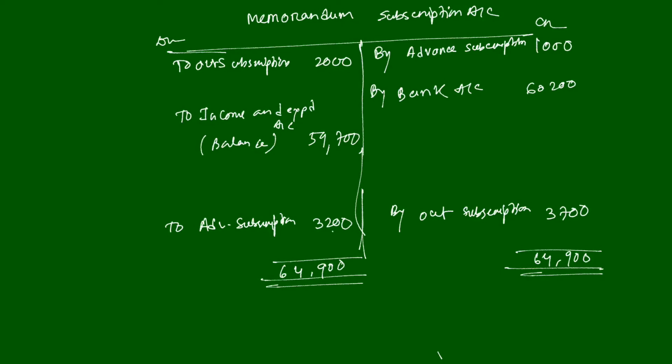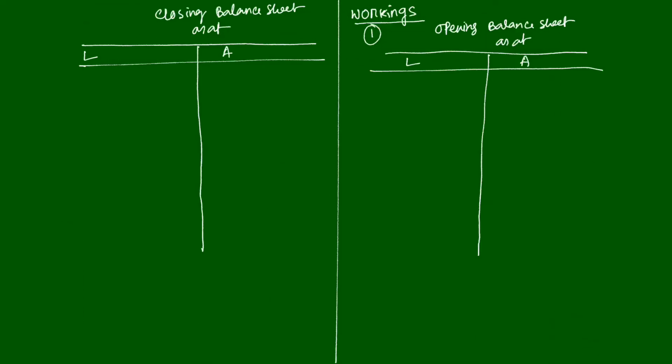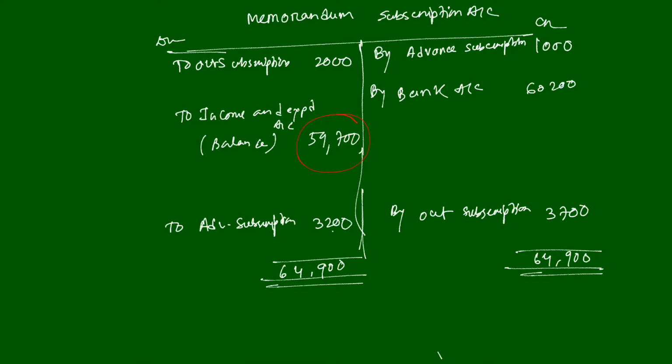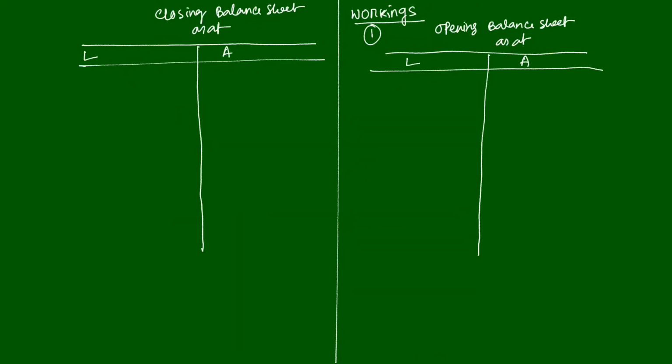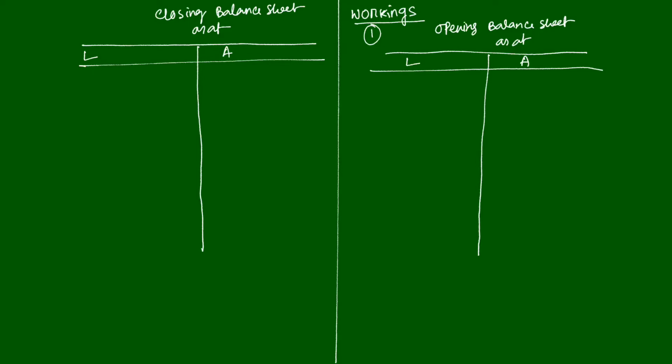So remember this thing, 59,700. Okay, this is an adjustment, so that adjustment sits in two places. Here is the place for outstanding and advance. Now the other two places are your closing balance sheet and your opening balance sheet. In your opening balance sheet, you write the opening balance of outstanding subscription and subscription received in advance. Remember, outstanding subscription is your asset, so that asset sits on your asset side.